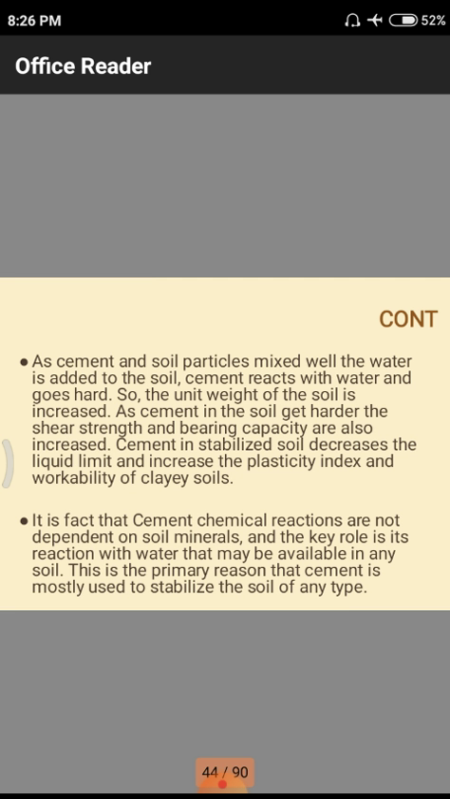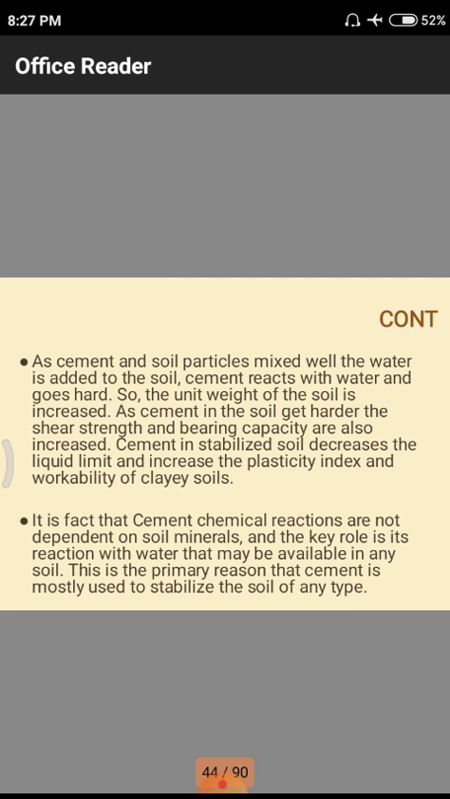Cement in soil makes it harder, and the shear strength and bearing capacity also increase. Normally, hardness means a good quantity of compressive strength and shear strength. Shear strength means there is no sliding from particle to particle. Why? Because the particles are closely bonded together, and only then will they get a good quantity of compressive strength, shear strength and bearing strength also.